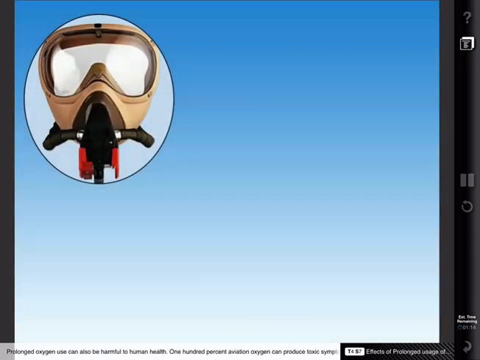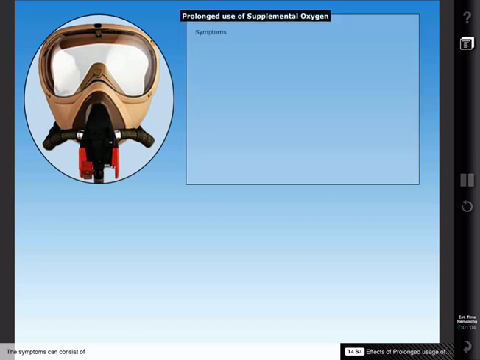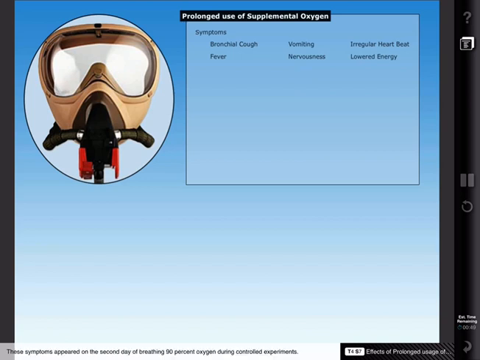Prolonged oxygen use can also be harmful to human health. 100% aviation oxygen can produce toxic symptoms if used for extended periods of time. The symptoms can consist of bronchial cough, fever, vomiting, nervousness, irregular heartbeat, and lowered energy. These symptoms appeared on the second day of breathing 90% oxygen during controlled experiments.